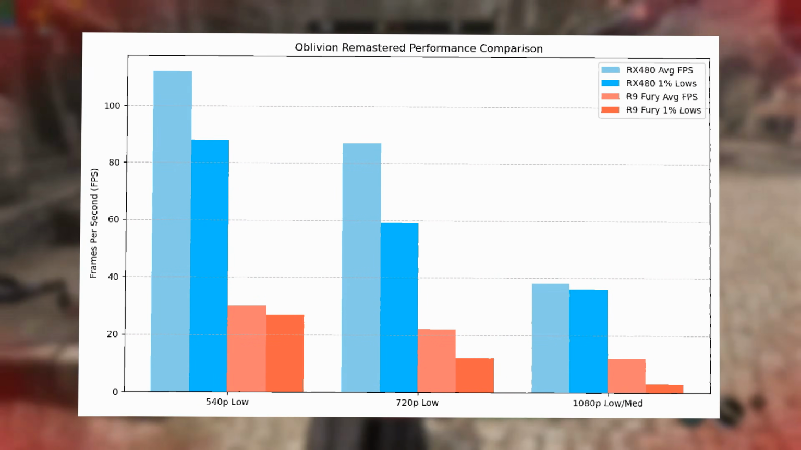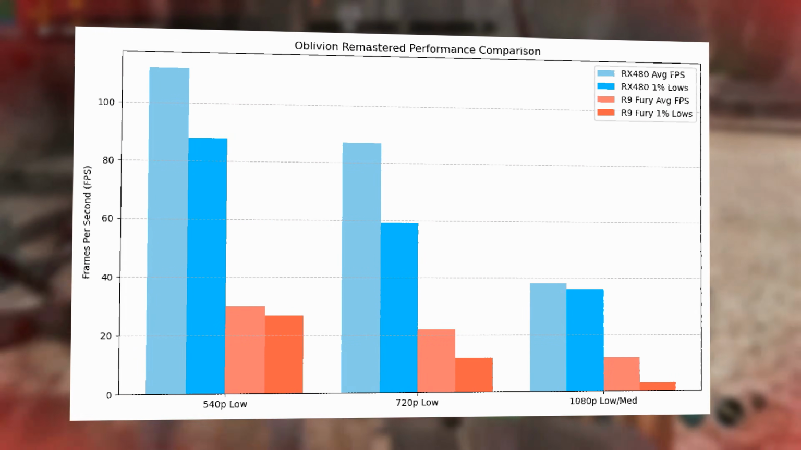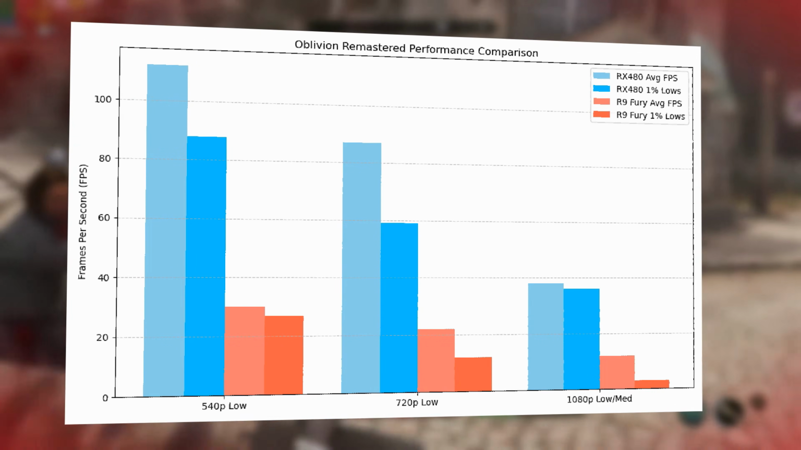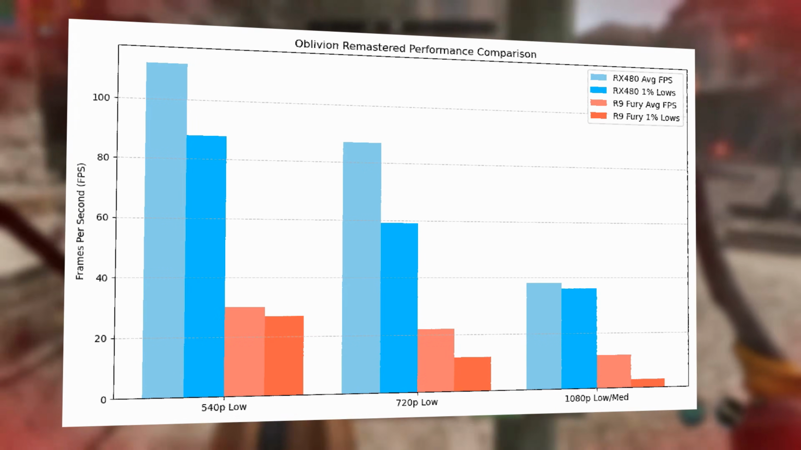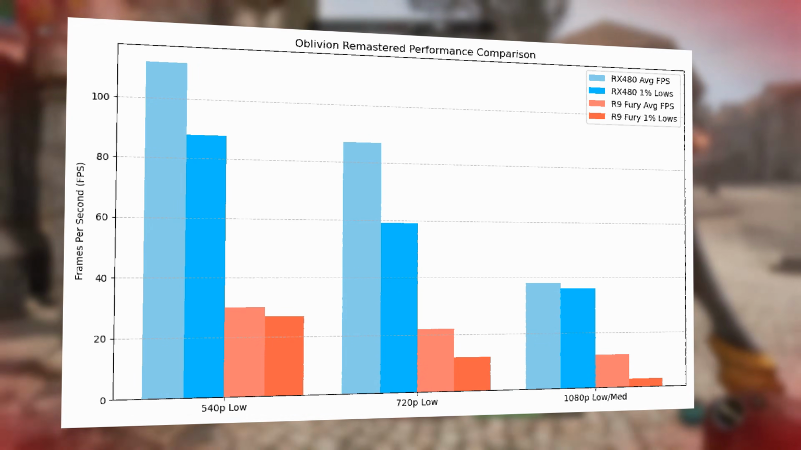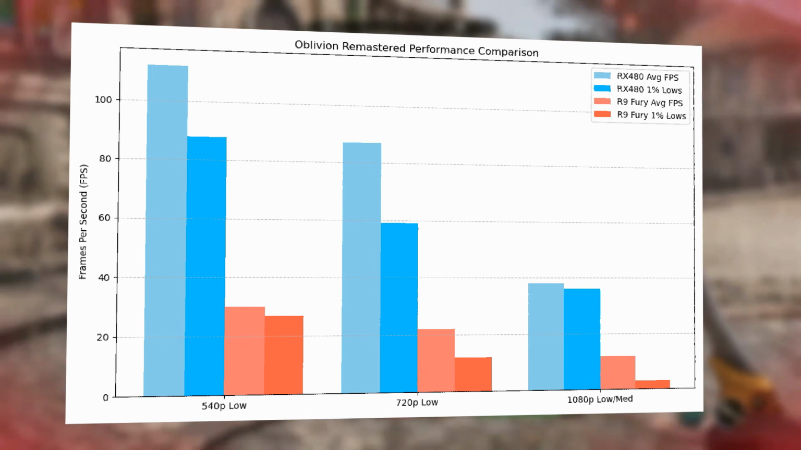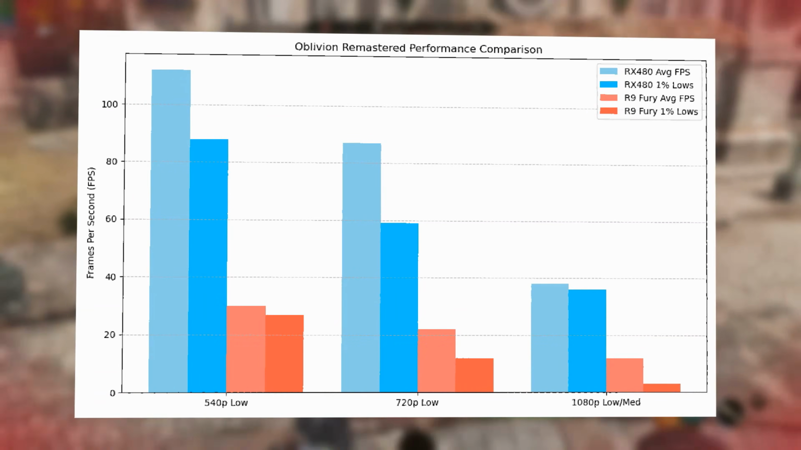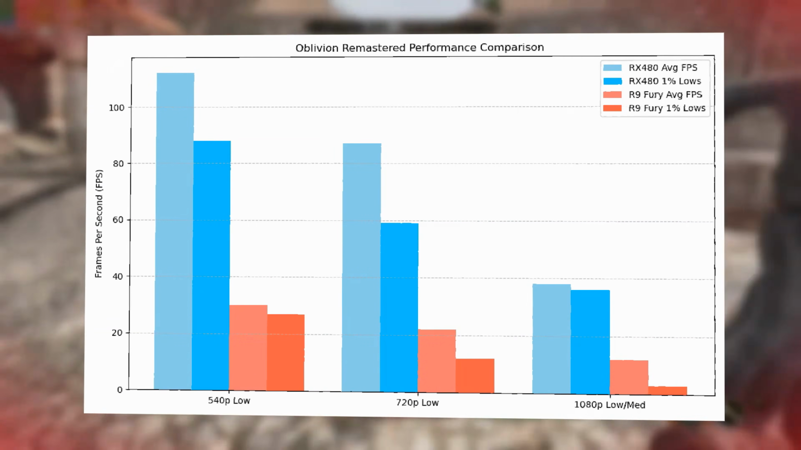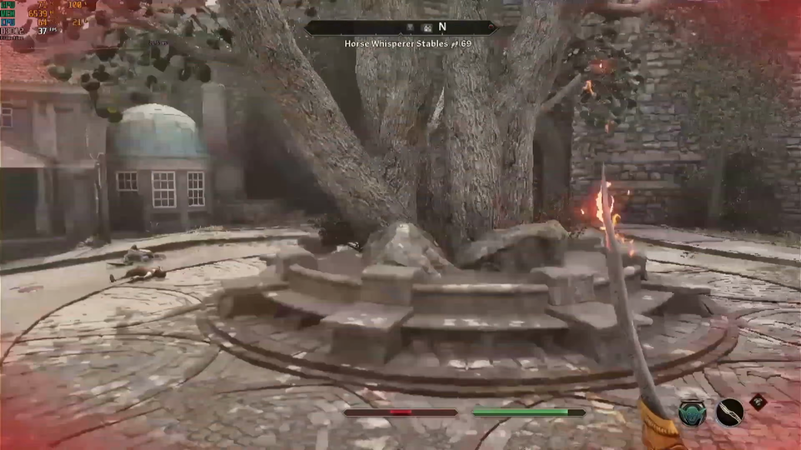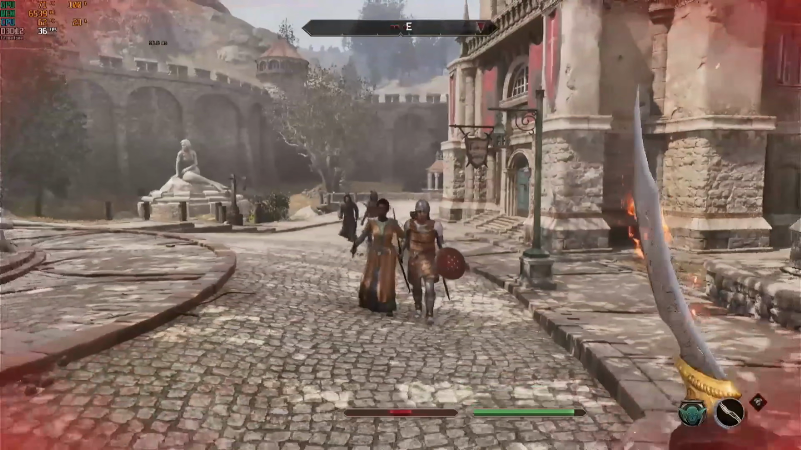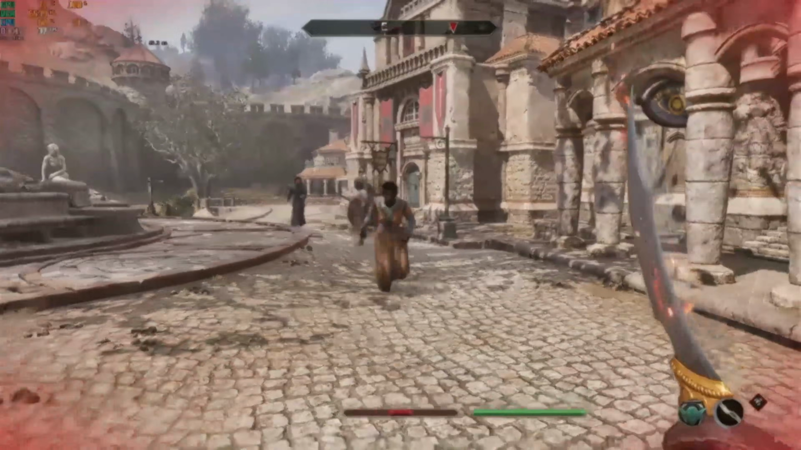So when you actually look at the performance here, the only way to actually make the game playable at all on the R9 Fury was 540p with low settings. Whereas the RX 480, well, you're getting a much better experience with a much better frame rate in a higher resolution with higher settings. So Oblivion, this is very clearly a win for the RX 480.